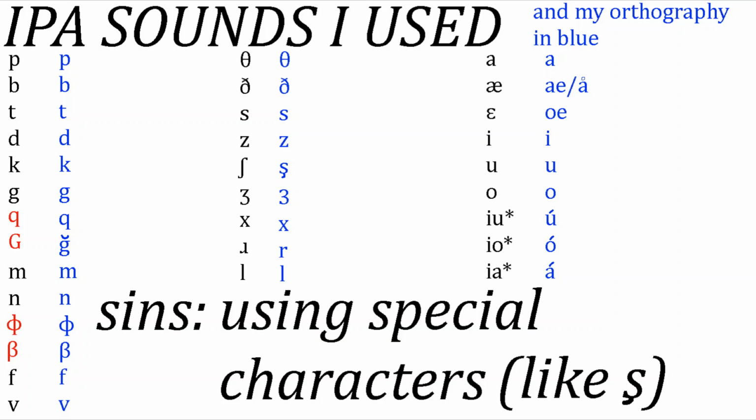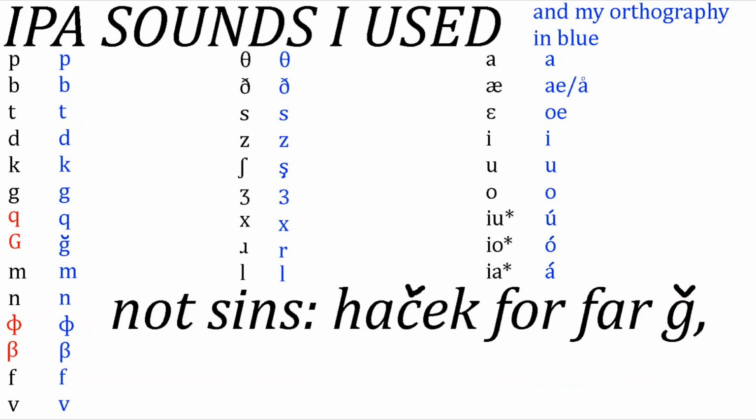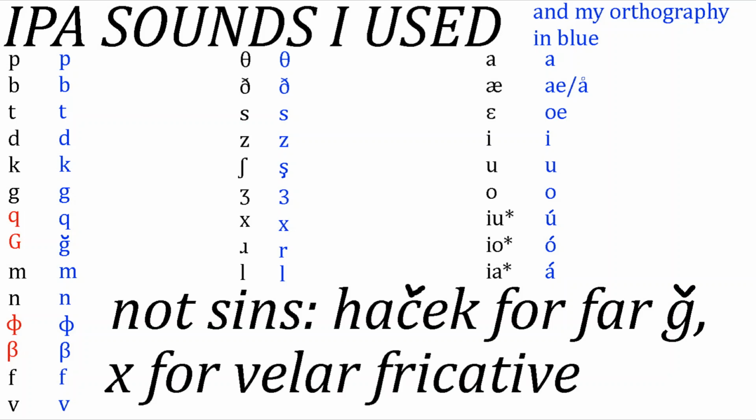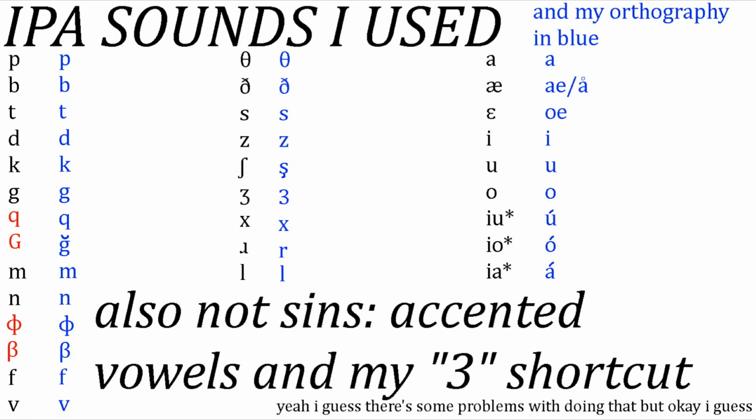And that's sh. Looking back on Circa's writing system, I think I made two good choices actually, and one of them was using the Hachek for G farther back in the throat, and the other one was using X for the velar fricative, which is actually something I really like, and I still do it today in my conlangs.